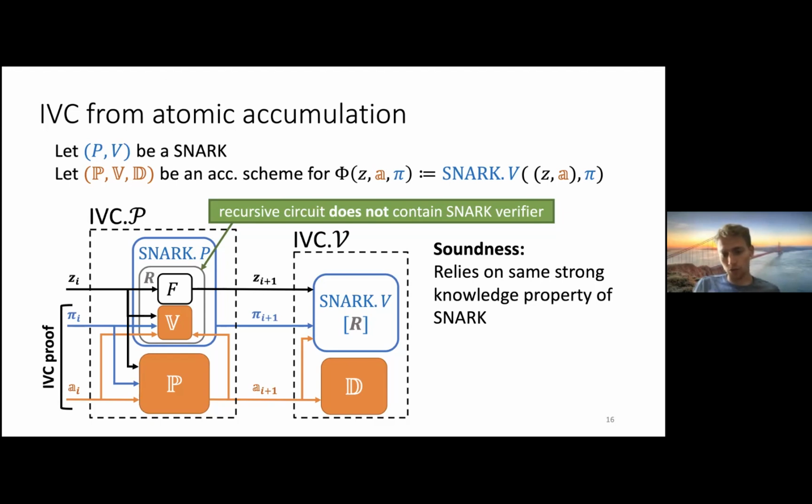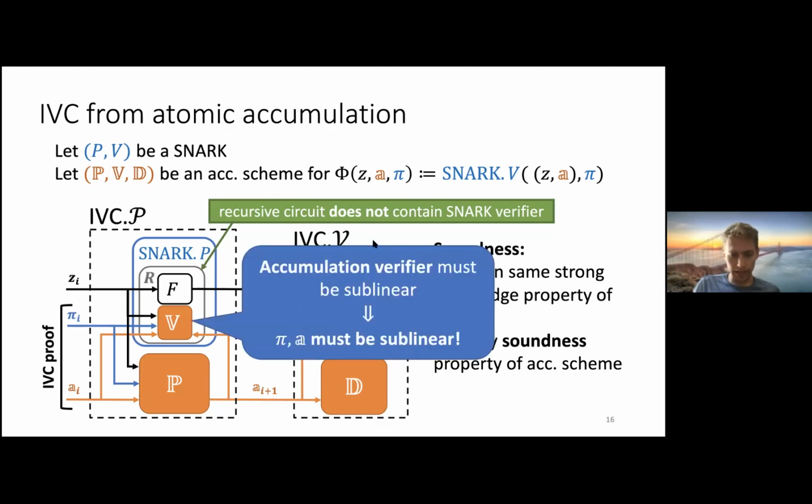And soundness now relies on the same strong knowledge property of the SNARK, but we now also need that the accumulation scheme is sound. And what we require now is that the accumulation verifier must be sublinear, but we no longer require that SNARK verification is sublinear, because never in this recursive circuit do we evaluate this blue V, the SNARK verifier. But the accumulation verifier must be sublinear. So this means that the accumulator must be sublinear and the proof itself must be sublinear. So we still need a SNARK.